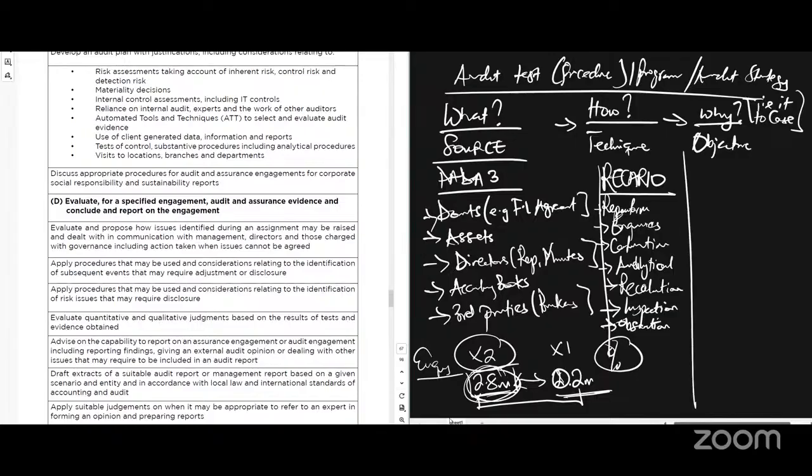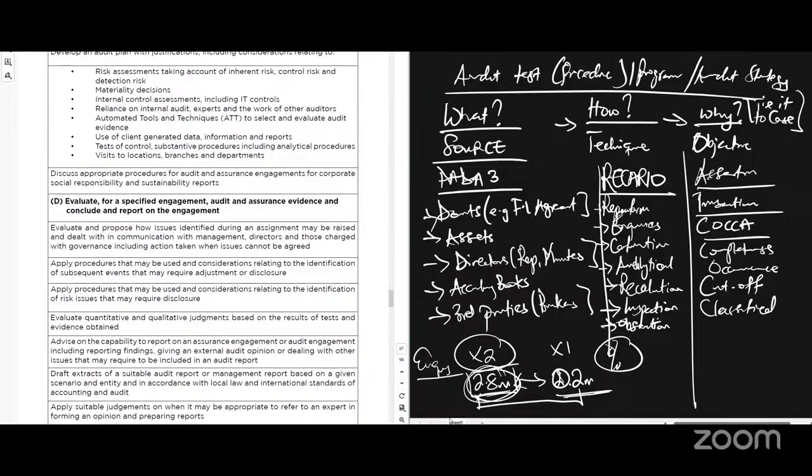Then the objective is the assertions that we looked at, right? So the assertions, we have what? The transaction level, where we can use KUKA, which is the completeness we talked about. We can use occurrence, whether the transaction actually occurred. We can use cutoff, whether it's recorded in the right accounting period. We can use classification, whether it's appropriately classified. We can use accurate value or accuracy, to see whether it has the right amount.